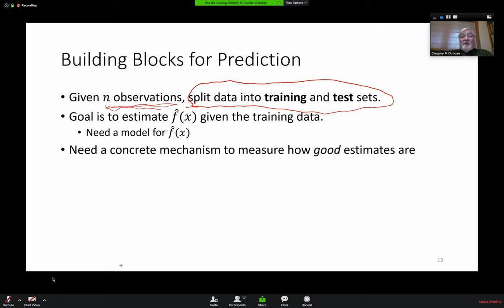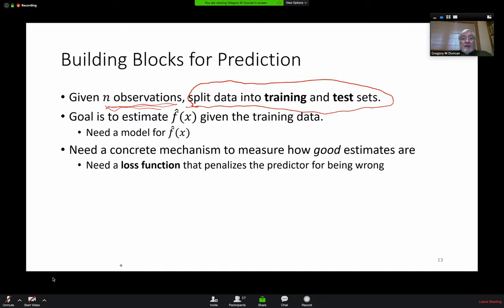Then we need a concrete mechanism to measure how good the estimates are. That is, we need a loss function that penalizes the predictor for being wrong. And we'll denote that by L of Y and Y hat. And if that's zero, then you have a perfect predictor. There's no loss. That would be the situation where when you toss the die, your mechanism tells you accurately what actually is going to show up. That rarely happens.